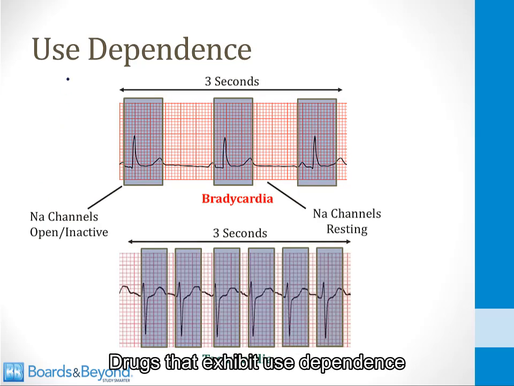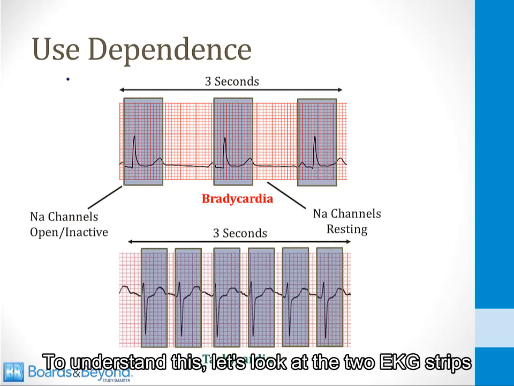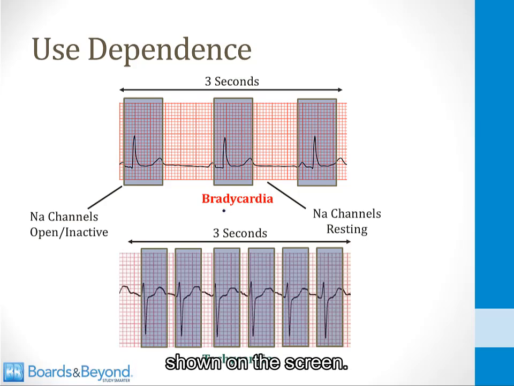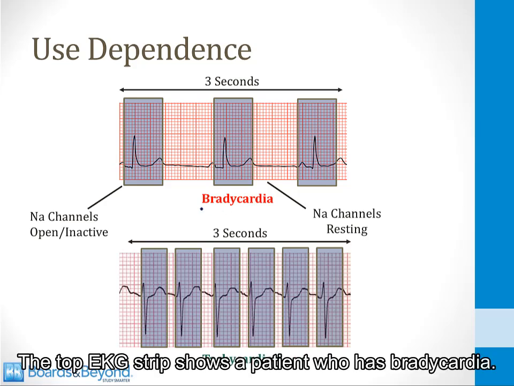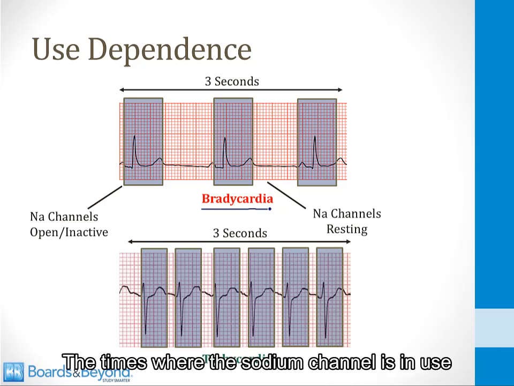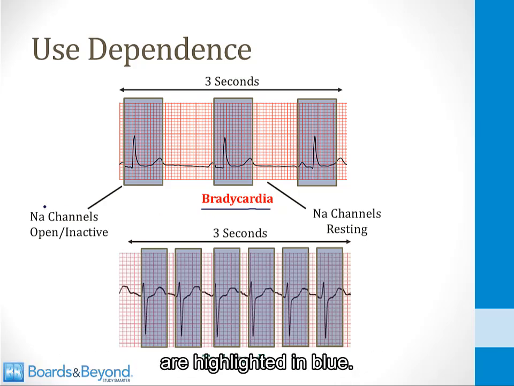Drugs that exhibit use dependence have more effect at faster heart rates. To understand this, let's look at the 2 EKG strips shown on the screen. The top EKG strip shows a patient who has bradycardia. The times where the sodium channel is in use are highlighted in blue.